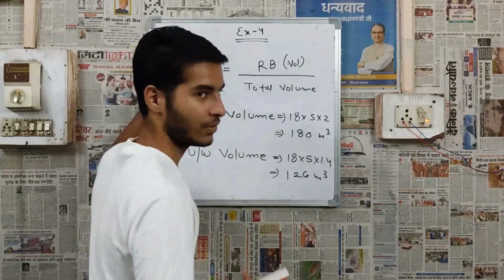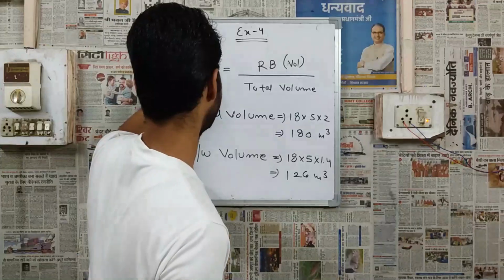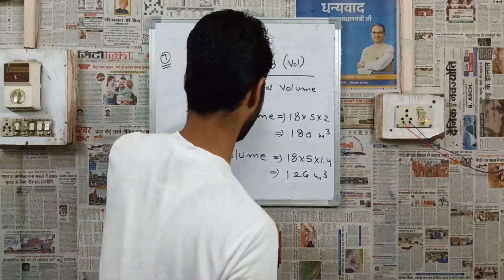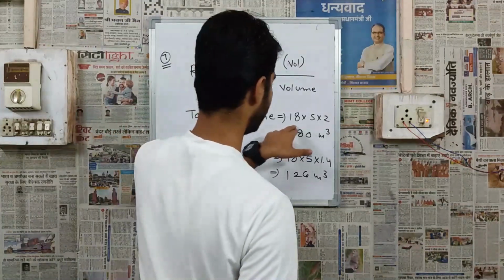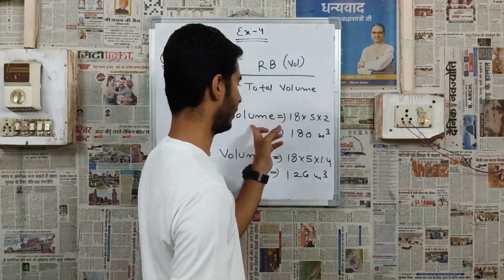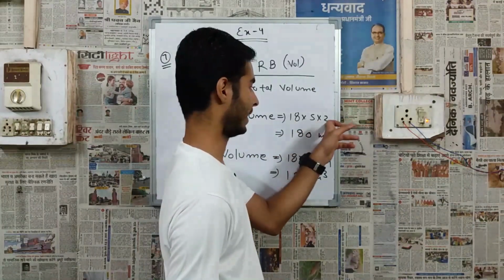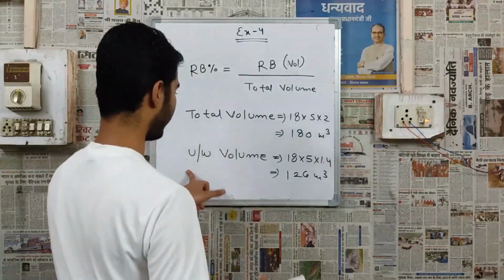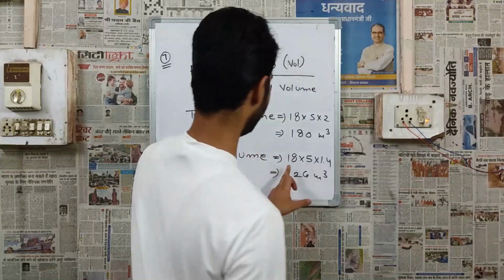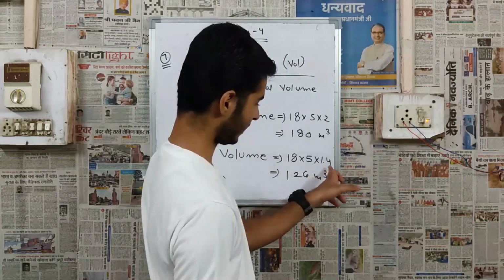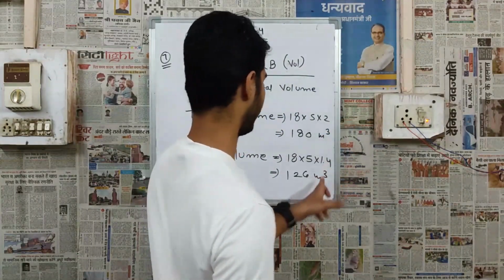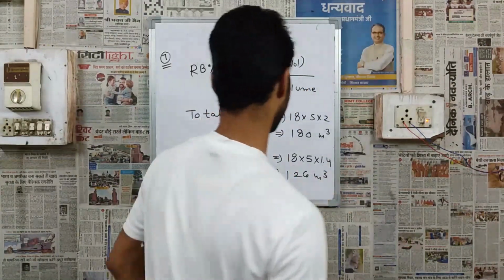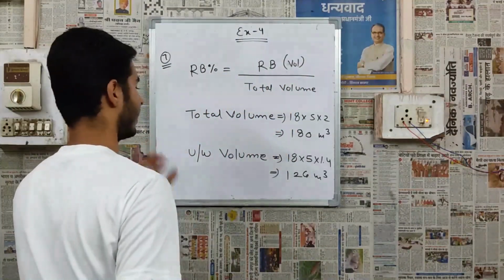We have to find reserve buoyancy percentage. Reserve buoyancy percentage formula says that divide the reserve buoyancy volume with the total volume. Now to find total volume, these dimensions are given and we know the formula of volume is length, breadth and height. This is the total volume, that is 180 meter cube. Now we have to find the underwater volume also, that is 18 into 5 into 1.4. This is 1.4 meter draft. Now after solving this, 126 meter cube is coming. This is total volume and this is underwater volume.